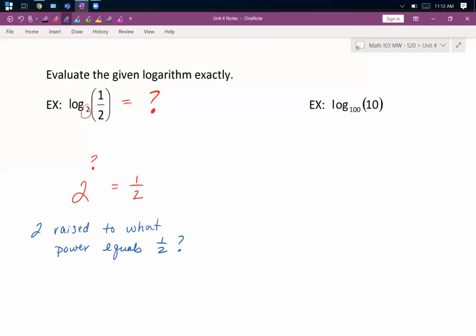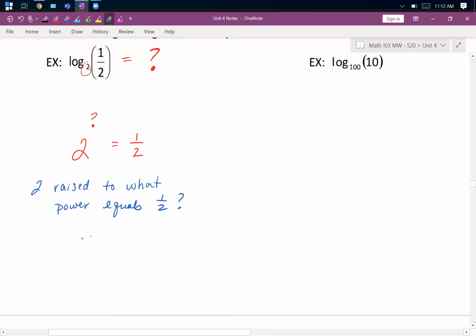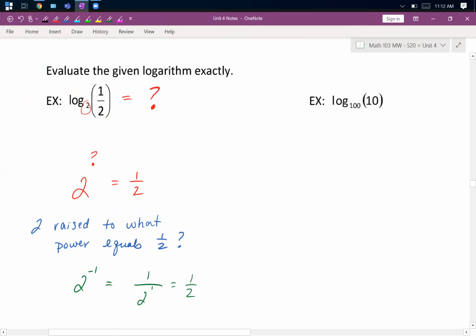I've got to vote for 2 to the negative first. Let's just think about that. A negative exponent always tells us to take it to the other side of the fraction. So this becomes 1/2 to the first, which is indeed our 1/2. So our answer here, log base 2 of 1/2 is equal to -1. The exponent is what we're looking for. Questions?